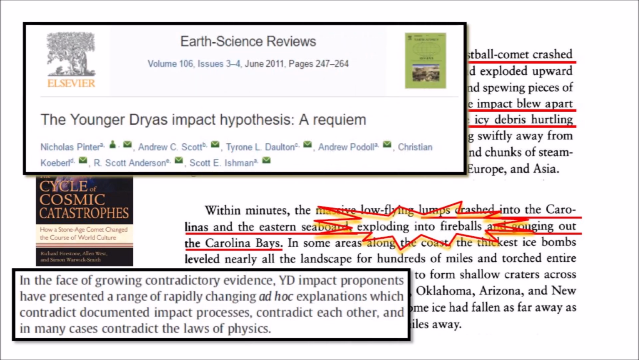A criticism of this book in a paper titled The Younger Dryas Impact Hypothesis, A Requiem, states that in the face of growing contradictory evidence, Younger Dryas Impact proponents have presented a range of rapidly changing ad hoc explanations which contradict documented impact processes, contradict each other, and in many cases contradict the laws of physics. Ice chunks exploding into fireballs is an explanation that contradicts the laws of physics.